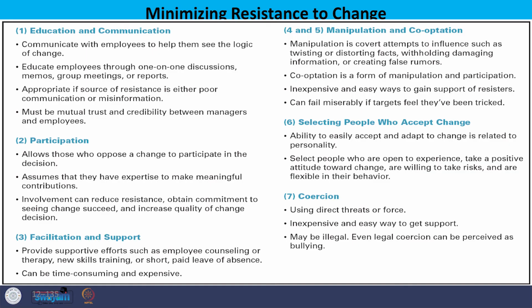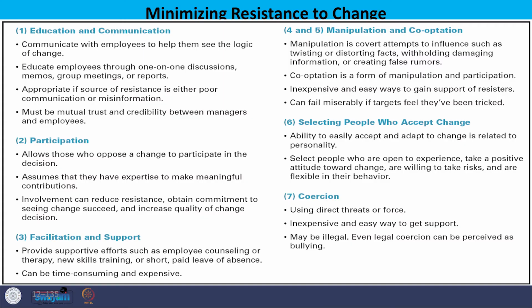the change process. So, assume that they have expertise to make a meaningful contribution and give them scope so that they can meaningfully contribute, and later on recognize their contribution. Involvement can reduce resistance, obtain commitment to seeing change succeed, and increase the quality of change decisions.